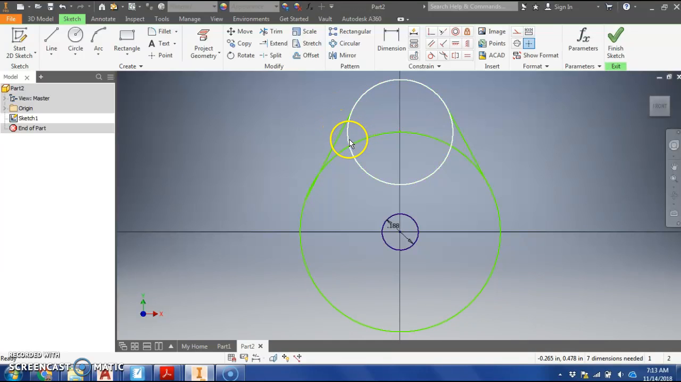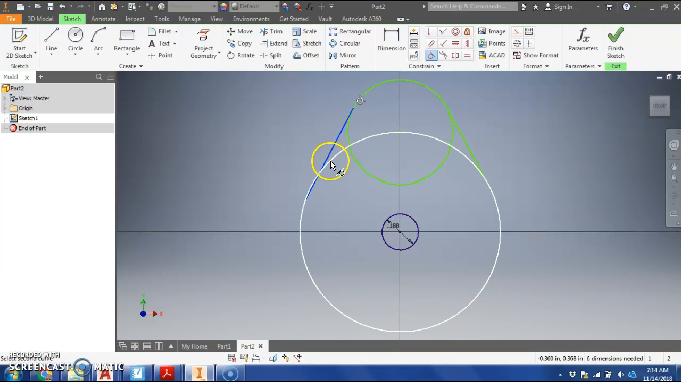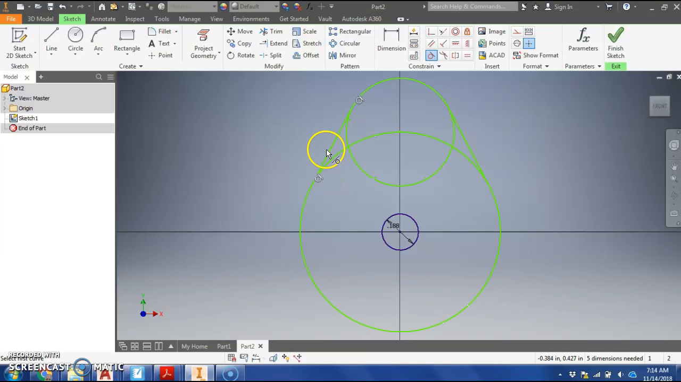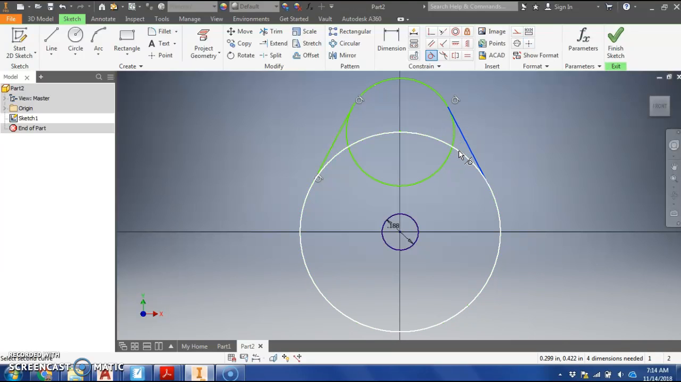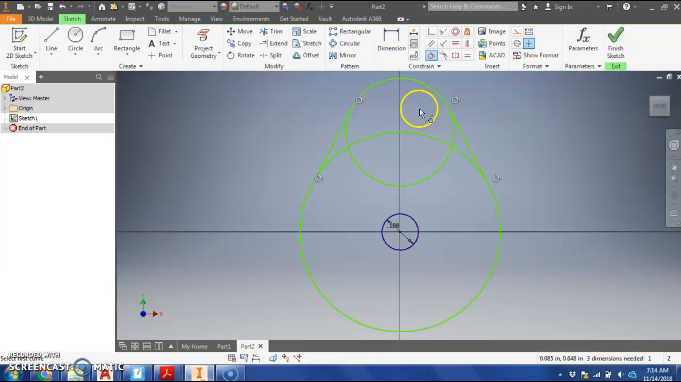So I have 2 circles and 2 lines. I need to make these lines tangent to both circles so I don't have any overlap. So I'm going to select my tangent constraint, select my line, select my circle. Repeat the process for the bottom circle. Select my line, select my circle. On the other side, line, circle, circle. So I now have 4 tangent points.